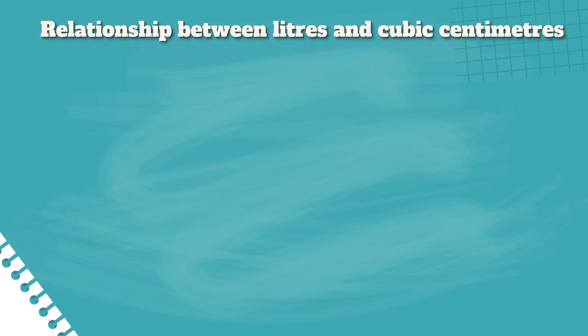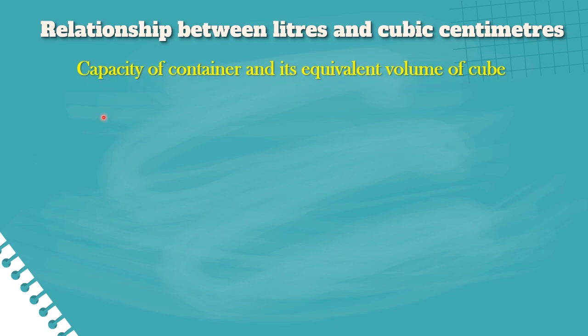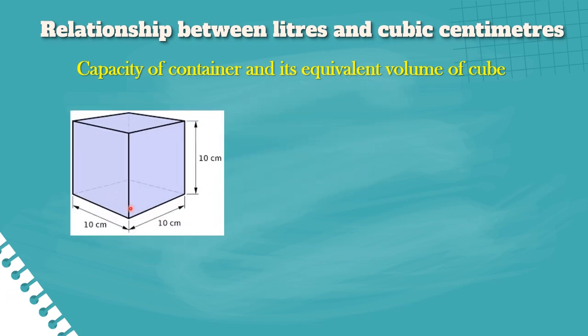Now, we're still looking at the relationship between liters and cubic centimeters. Capacity of a container and its equivalent volume of a cube. Look at this, oh, this is a cube, sorry. Look at the dimensions, 10 centimeters, 10 centimeters, 10 centimeters.